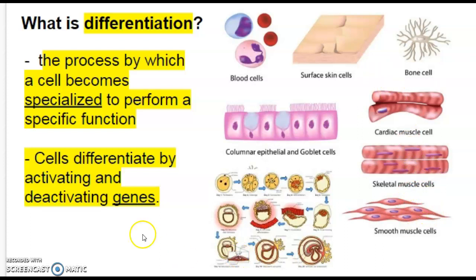The way this happens is on your DNA. Cells are going to differentiate because you can activate and deactivate certain genes, and this is going to enable it to take on different jobs, different functions, different shapes.